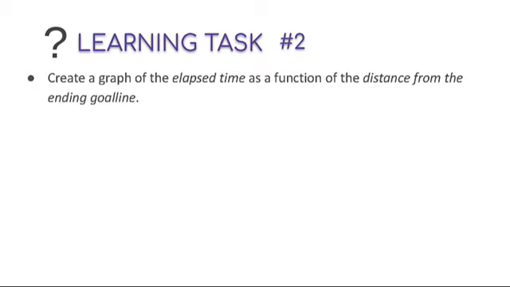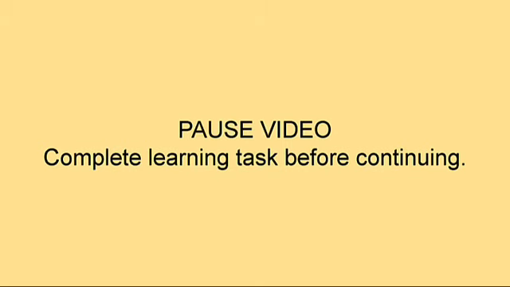Our next task is to create a graph of the elapsed time as a function of the distance from the ending goal line. Pause the video and complete the learning task before continuing. You may want to rewind this video and watch the runner multiple times.